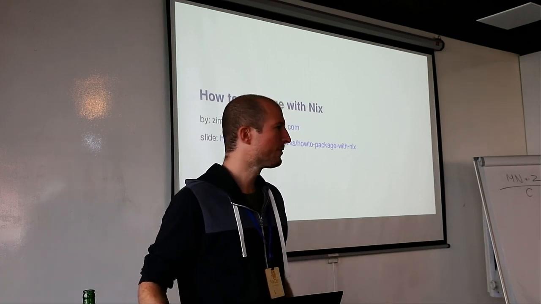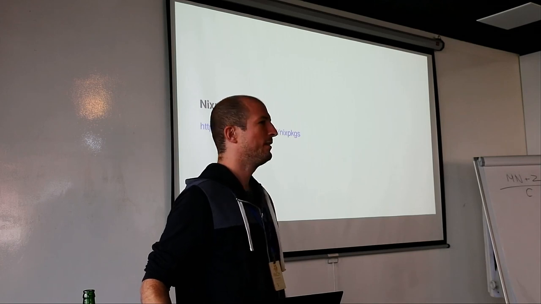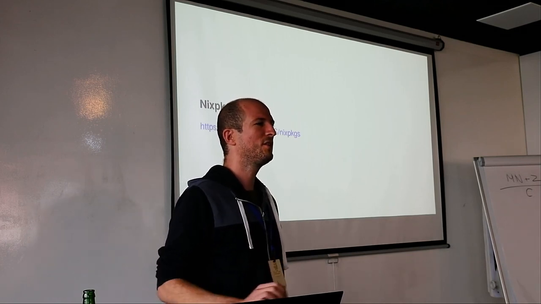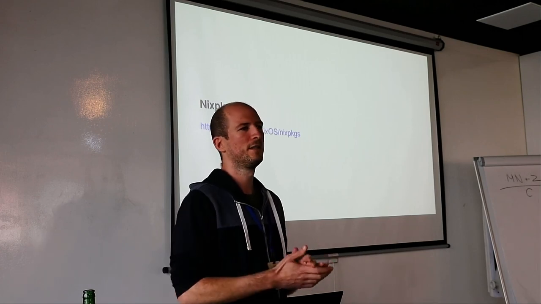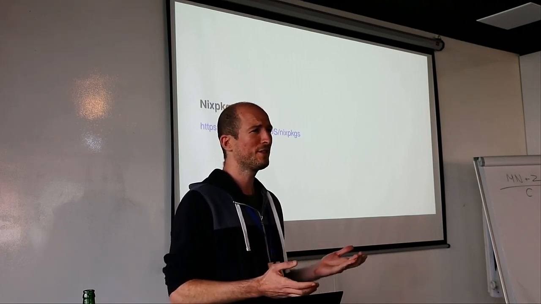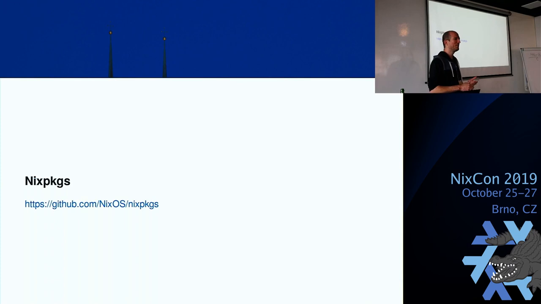So Nixpkgs. This is our repository where we have all the packages. We have 70,000 packages or something like that, all described in Nix and in that repository. But even after 70,000 packages, maybe there's some missing, right? Like there's always a new project or something.